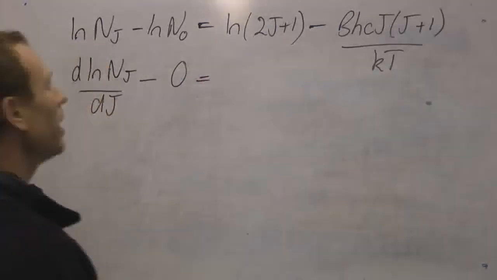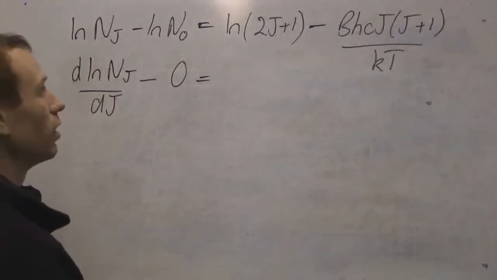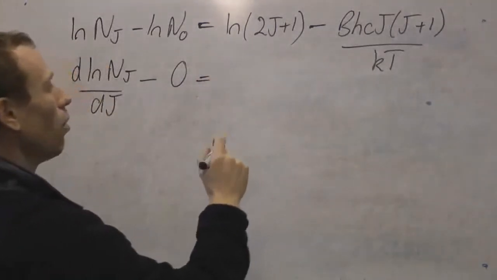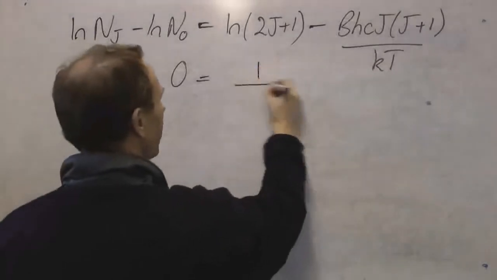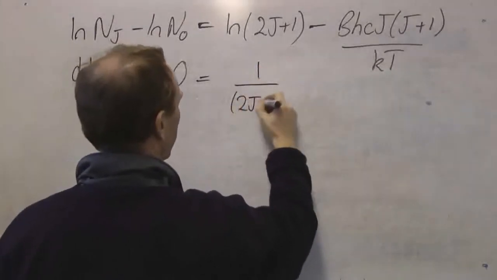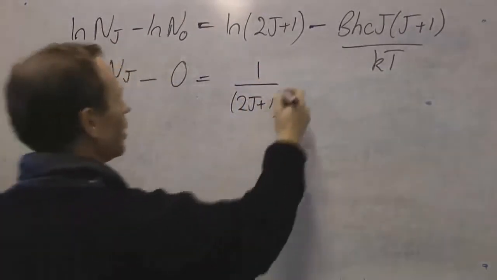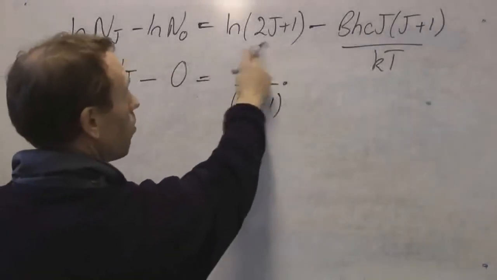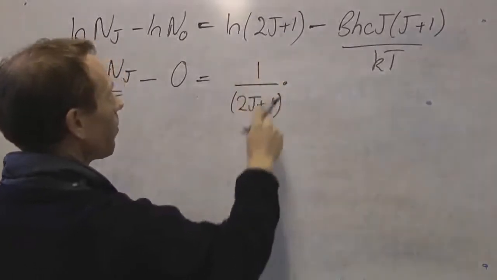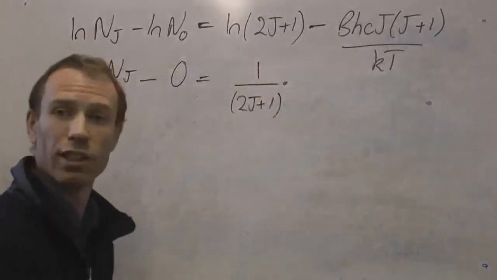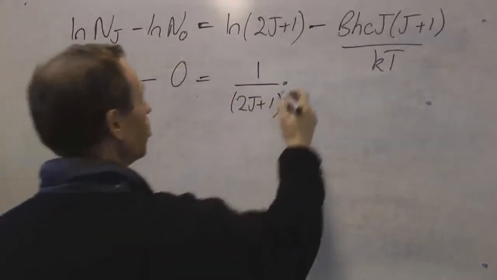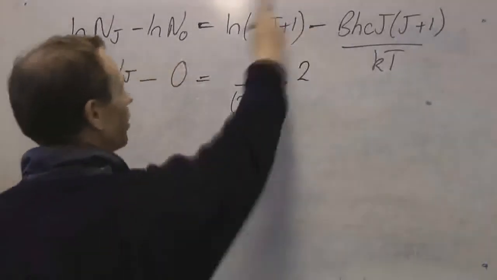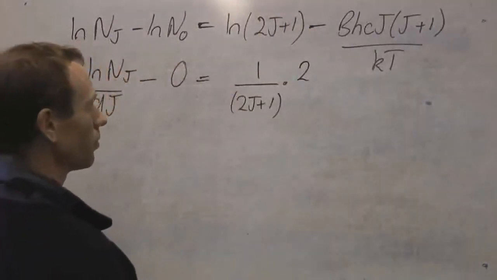So if you differentiate a constant with respect to a variable, you just get 0. Now, if we want to differentiate log of something, what we get is 1 over the something multiplied by the differential of what was in these brackets here. So 2j plus 1 differentiated with respect to j gives us 2. So that's this first term differentiated.